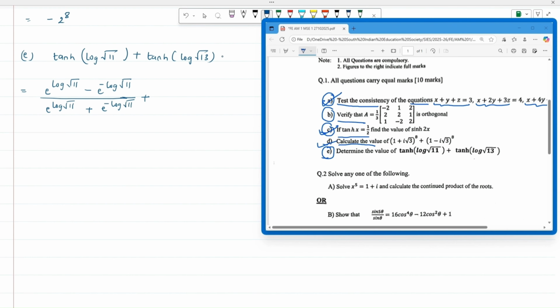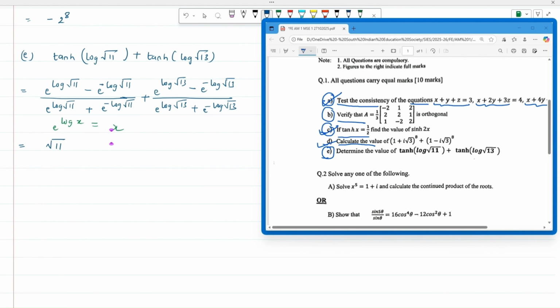And similarly for the second term, we will have e raised to log of root 13 minus e raised to minus log of root 13, divided by e raised to log of root 13 plus e raised to minus log of root 13. Now using a basic rule of exponents and indices, we know that e raised to log of x is x. So the first term will become root of 11.